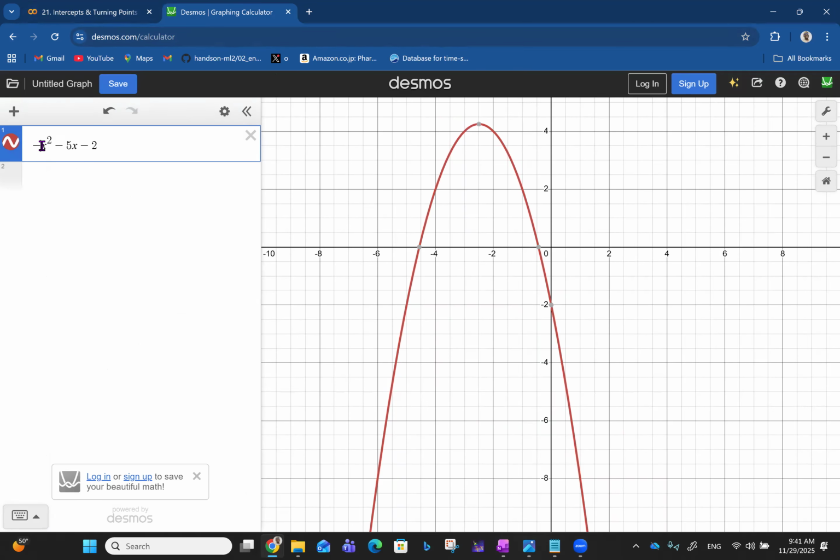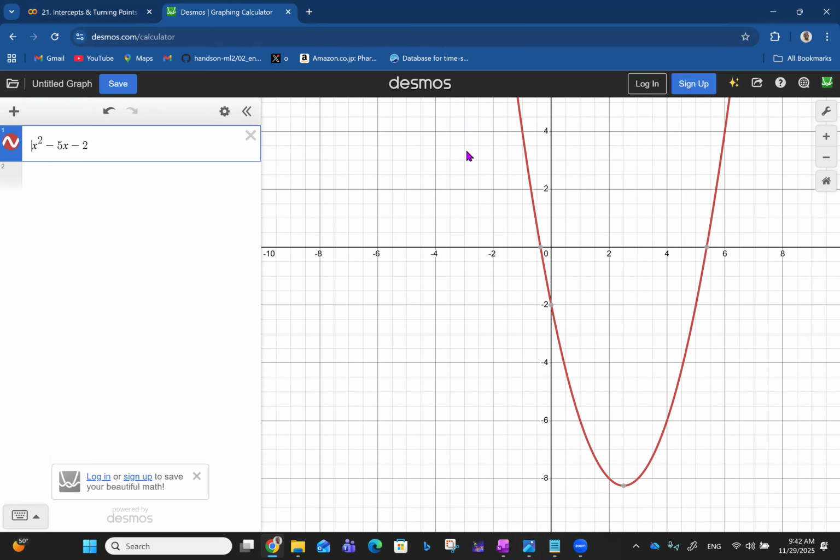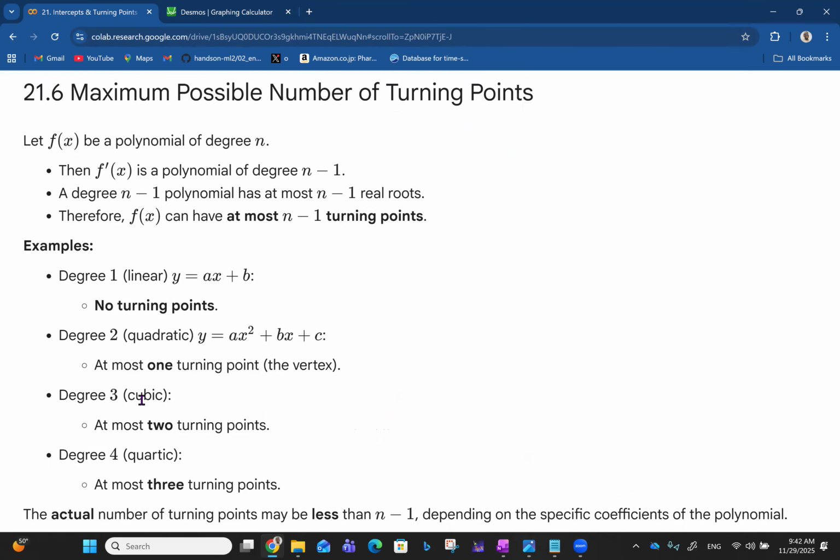Or if you make this one positive, that turning point was a maximum. Now it will be a minimum here, like that. So, at most one turning point, which is the vertex. Degree 3 is cubic, which has at most 2 turning points.